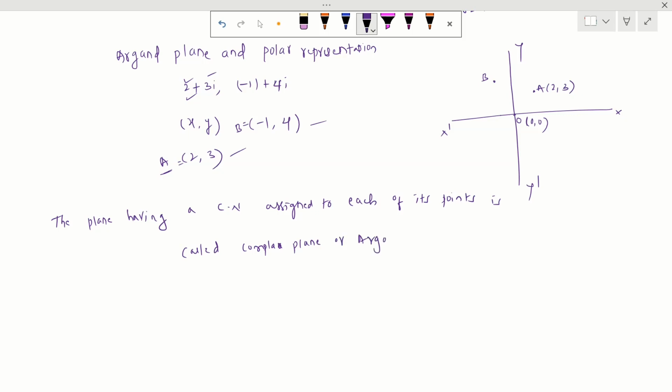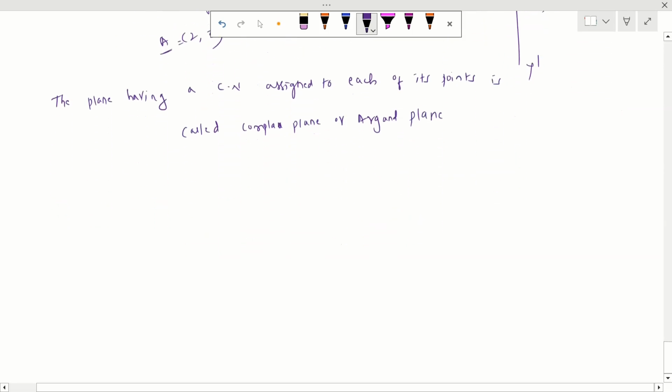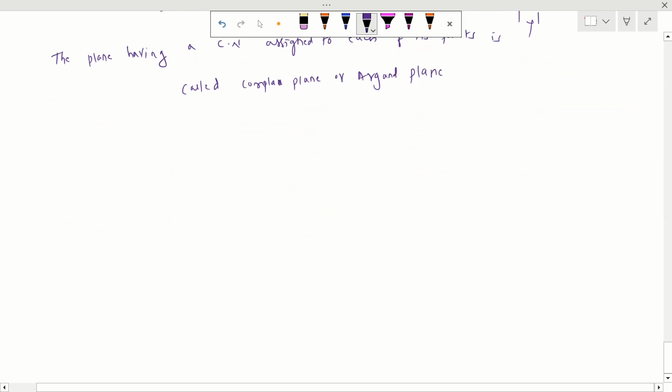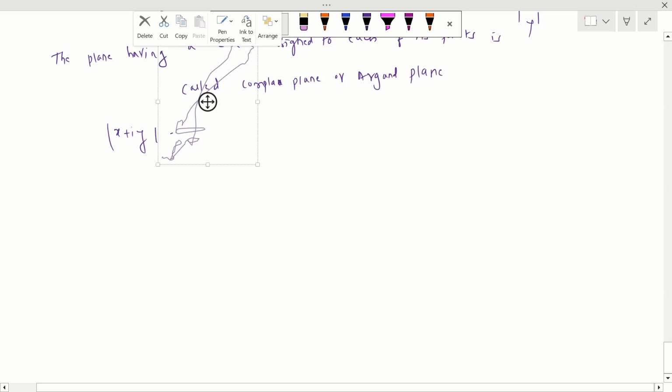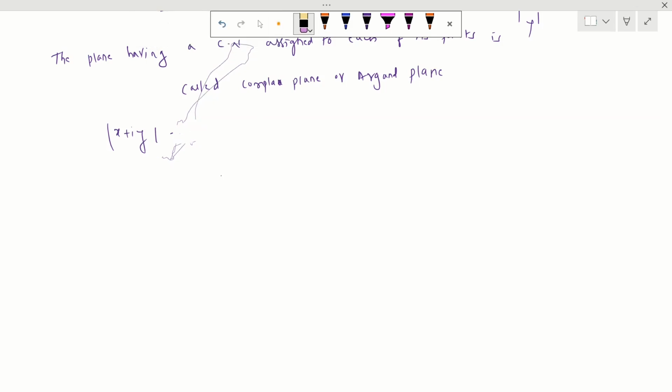The meaning is the same here. The coordinates we are representing in a plane, by the points, that will be called an Argand plane or complex plane. Now generally when we are writing an equation, x plus iy, this is an equation. When we are finding the value of the modulus of this complex number, it is root of x square plus y square, right?